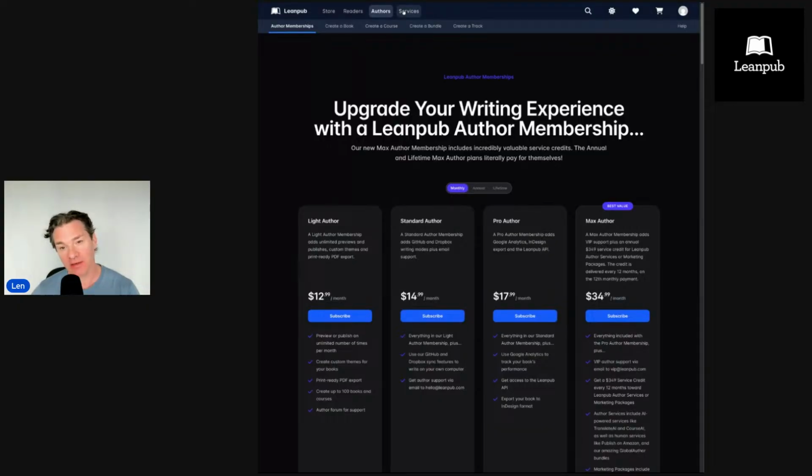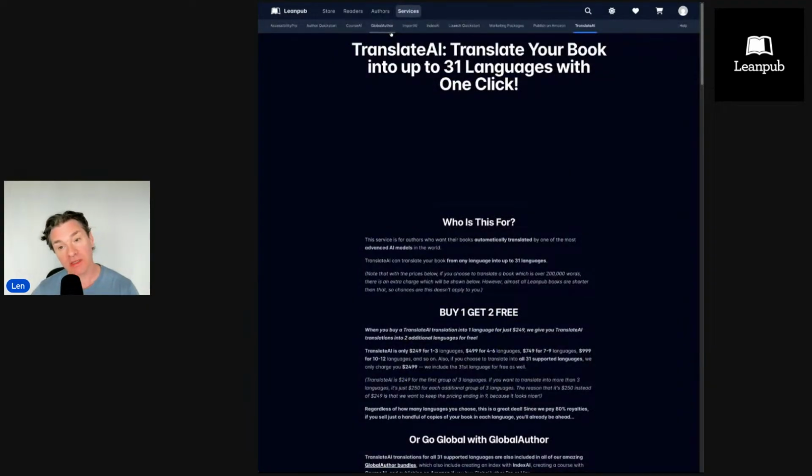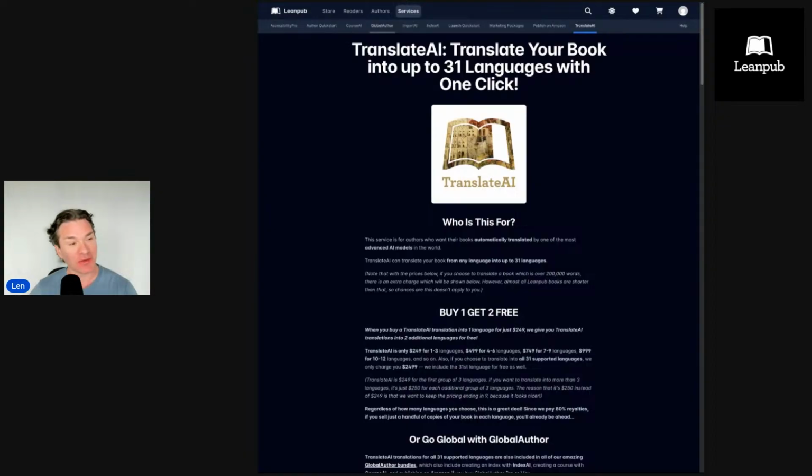We also have another section for author services. These are services for authors, not for readers, and we just thought we'd put them all in one place. You can see all these links at the top. We've worked hard on all of these services. Some of them might seem like magic, like Translate AI, which is the one that we're on here and go to by default.